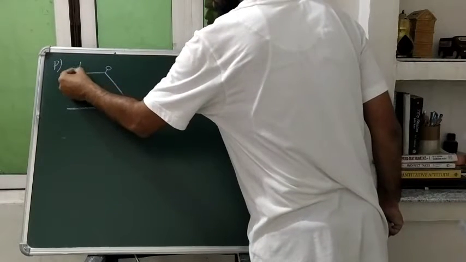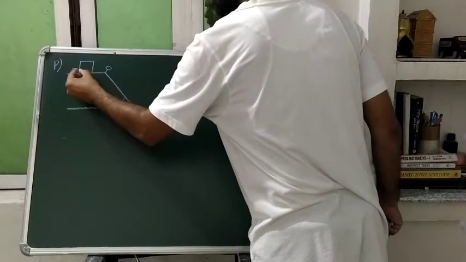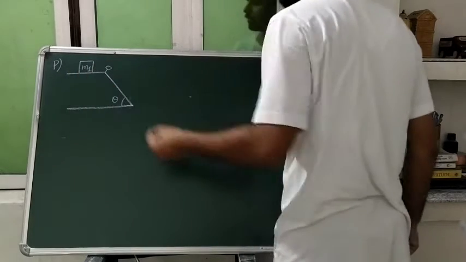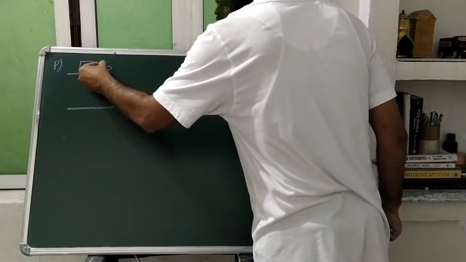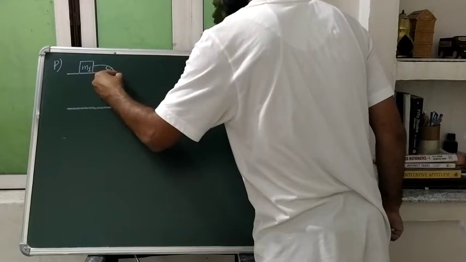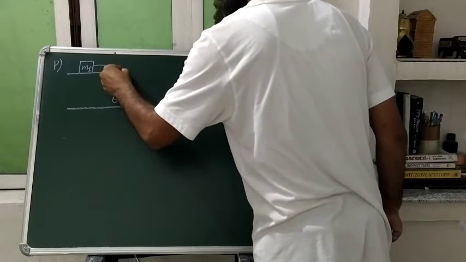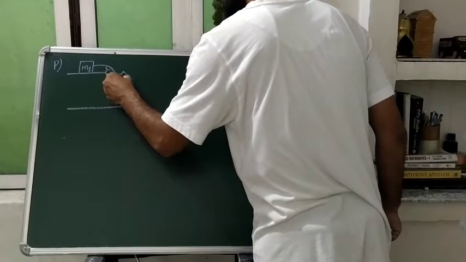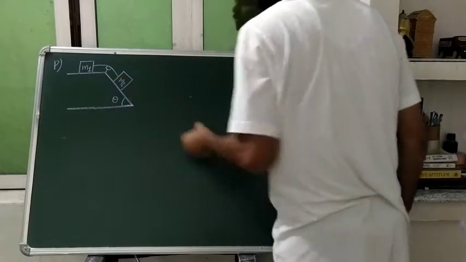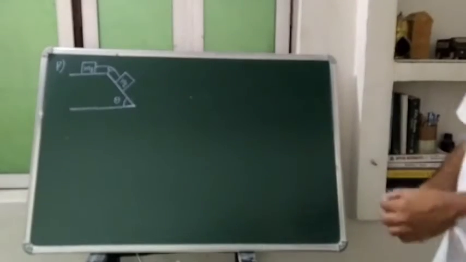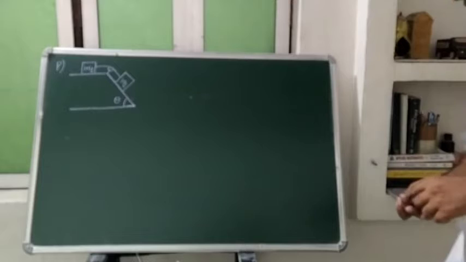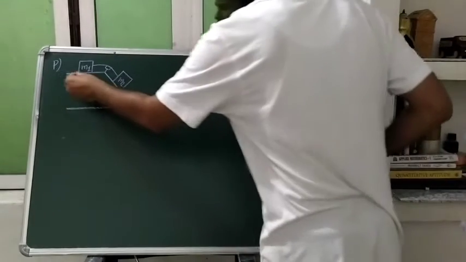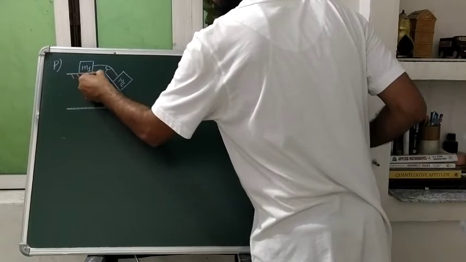and suppose a block of mass m1 is present on that horizontal surface, and a block of mass m2 is present on this inclined surface. So it is a kind of problem which has been given to us.